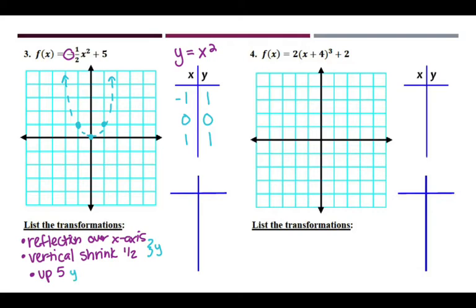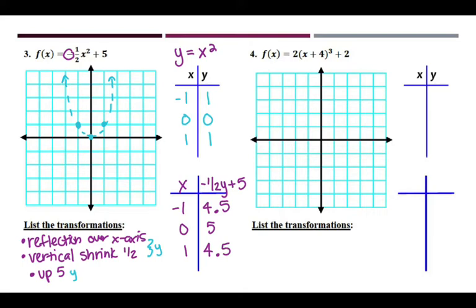All right, so nothing is happening to our x's here. So all of my x's are going to stay exactly the same. For my y's, I am multiplying by -1/2 for that reflection and the shrink, and I'm also adding 5 for that vertical shift of up 5. So -1/2 times 1 plus 5 is 4.5. -1/2 times 0 plus 5 is 5. -1/2 times 1 plus 5 is 4.5.